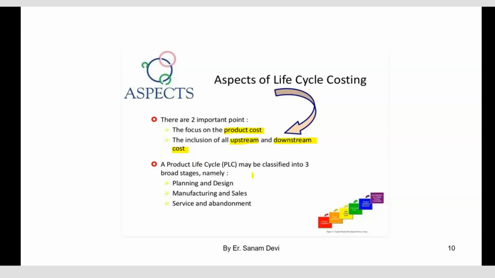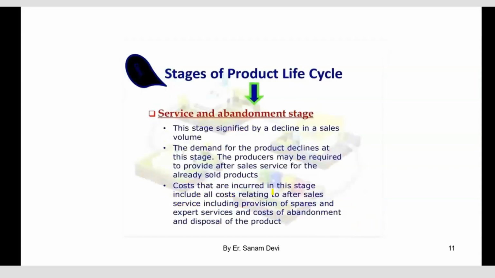The product life cycle may be classified into three broad stages. The first one is planning and design, as I told. Second is manufacturing and sales. Third is service and abandonment. These three are important. The first stage, planning and design, comes under research and development and design stage. Second is manufacturing and sales. Third is service and abandonment stage. Stages of product life cycle.